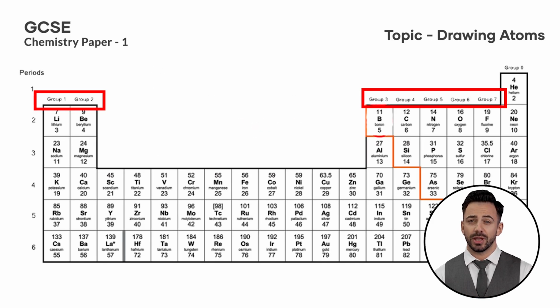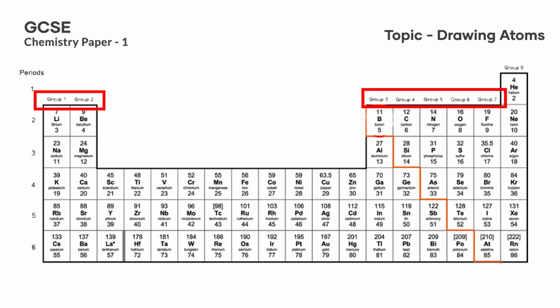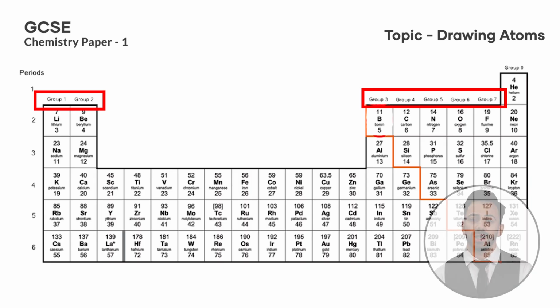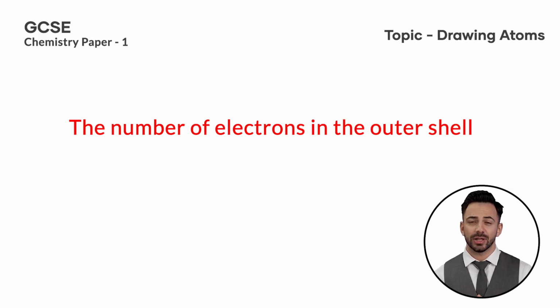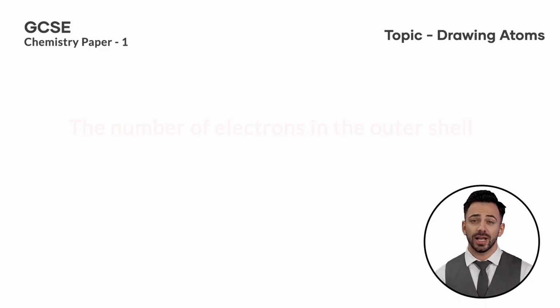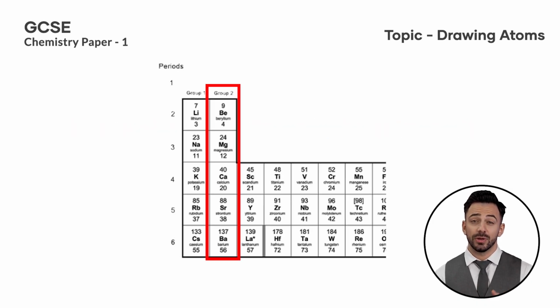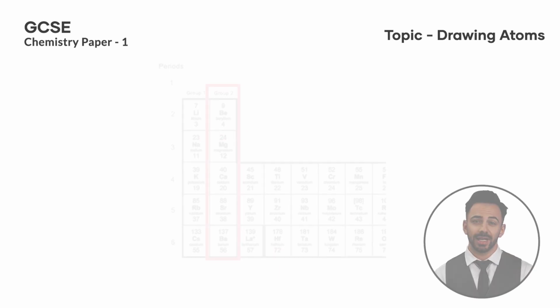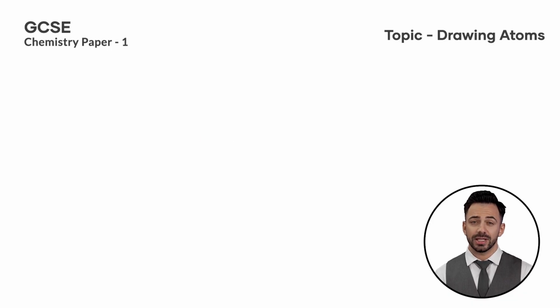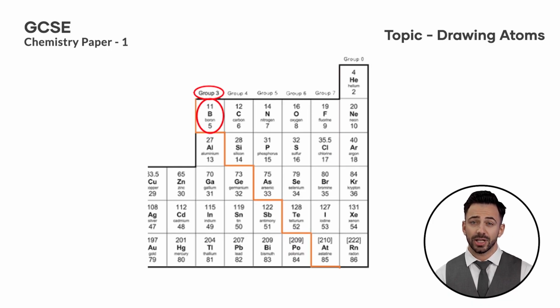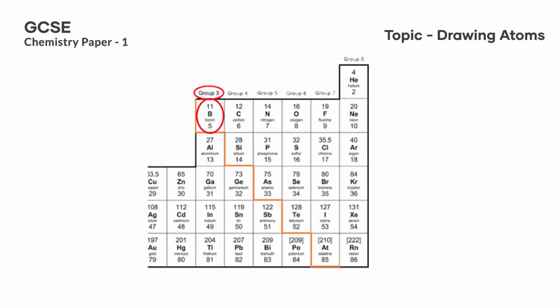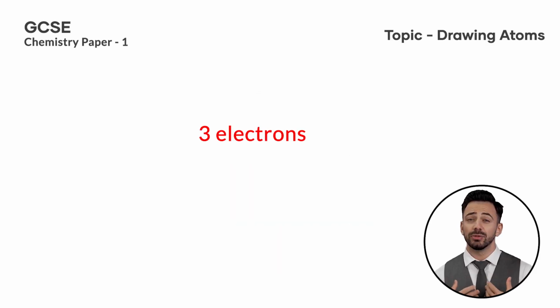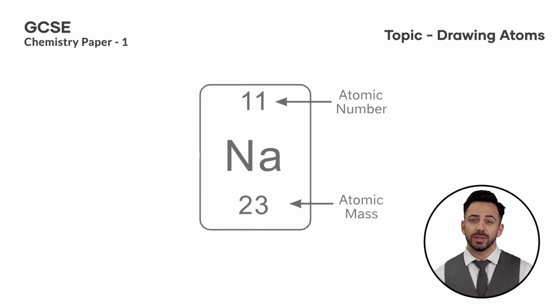What about the group number for most main groups? The group number tells you the number of electrons in the outer shell. So if an element is in group 2, how many outer shell electrons does it have? It has 2 electrons. Boron is in group 3. So how many outer shell electrons does it have? It has 3 electrons.